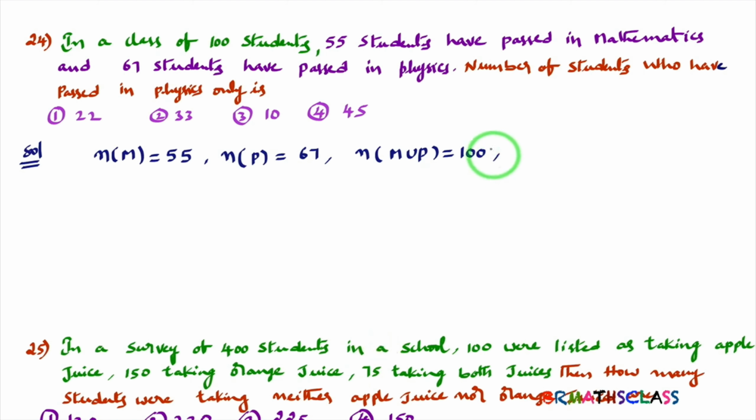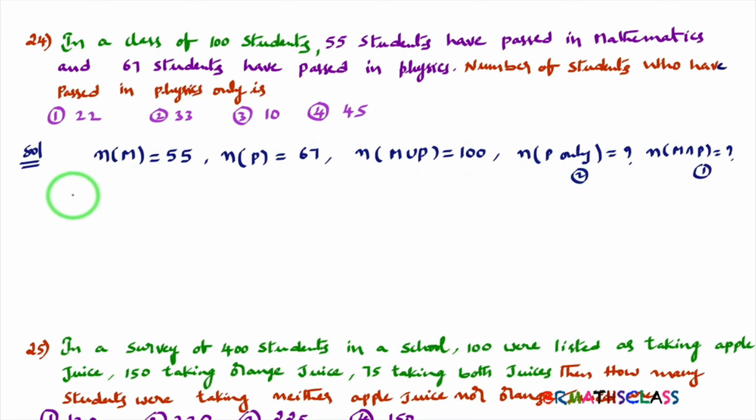Please think of it. What are they asking at the end? Number of students who have passed physics only. See here, they already gave the number of students who passed physics. Who passed physics is different, who passed physics only is different. So what they are asking is the number of students who passed physics only. We need to calculate. See here, n of M is there, n of P is there, n of M union P is there. So first I'll calculate n of M intersection P. Next I'll calculate n of P only.